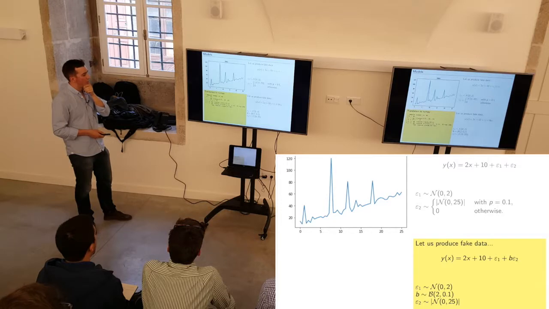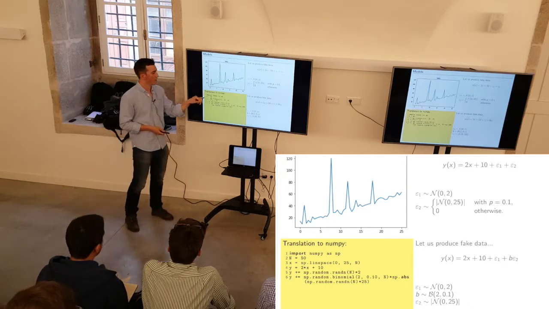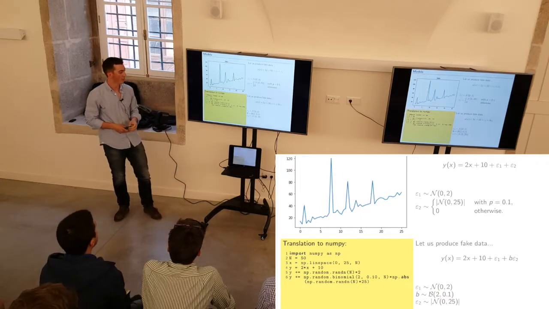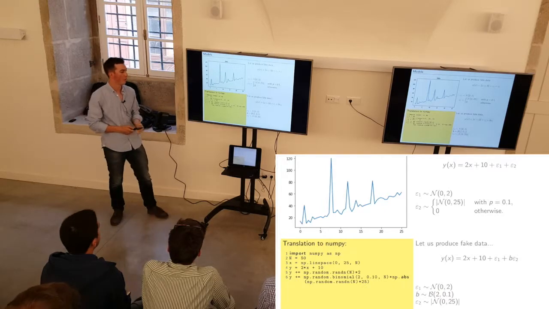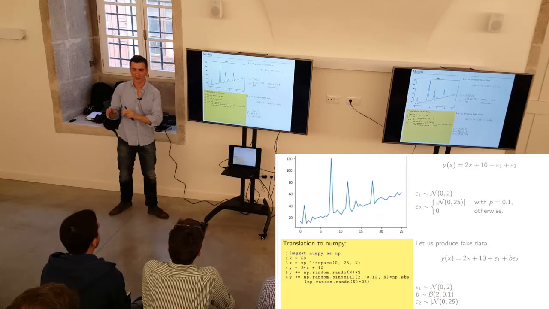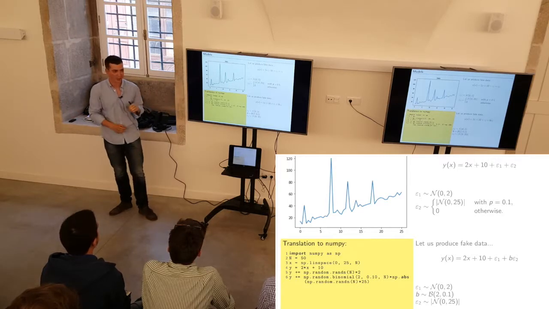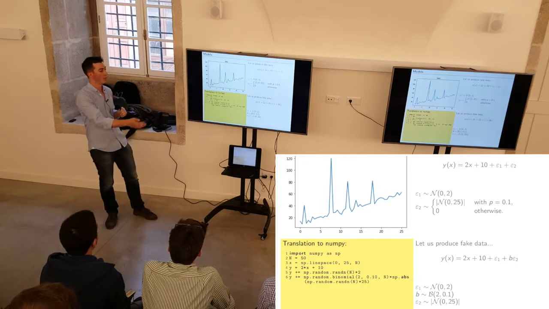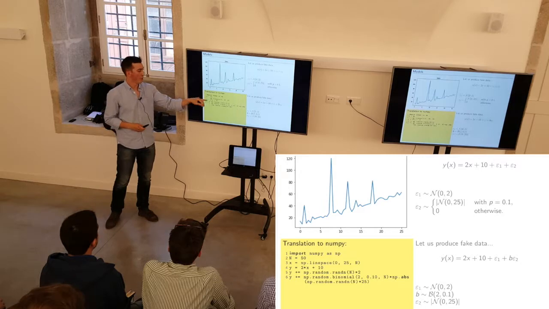So let's translate this to NumPy. We are going to need x values. We are going to use something like linspace, which from 0 to 25 gives us n points, which are 50 in this case. So it will give us 0, then 0.5, then 1, then 1.5, etc. So it's 50 points. Then we get to the deterministic part.